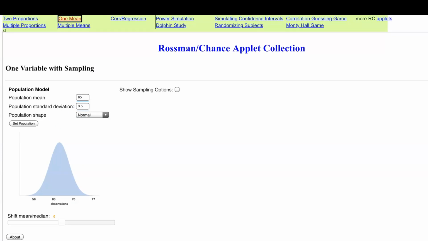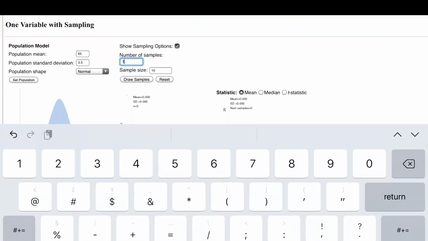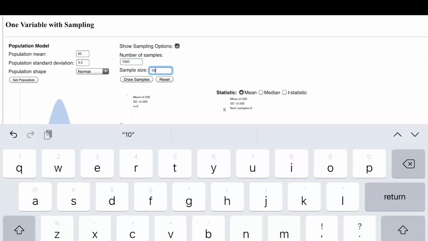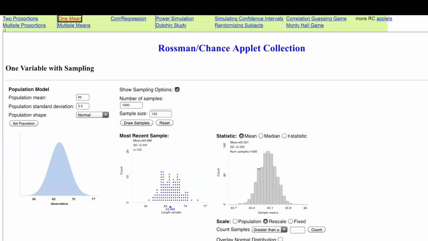And you can click Set Population if the graph doesn't change automatically. So we see this bell-shaped distribution, which again is typically how heights are distributed. Most people are kind of in the middle, and then you have a few taller and a few shorter. Now we are going to take 1,000 samples of size 123, which is the sample size that Jose used, and whoops, I clicked it twice by mistake. That's okay.